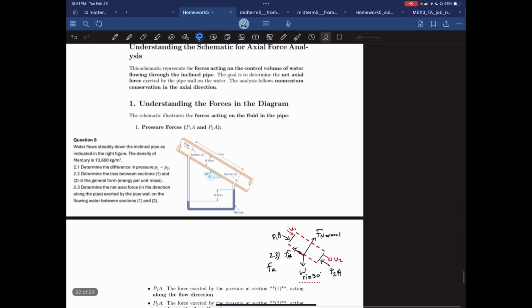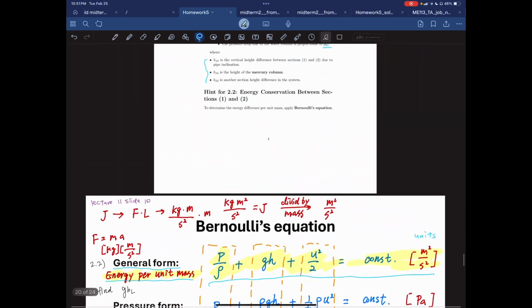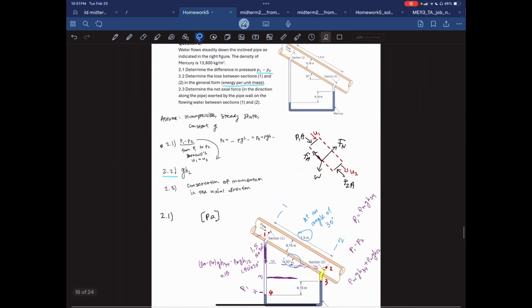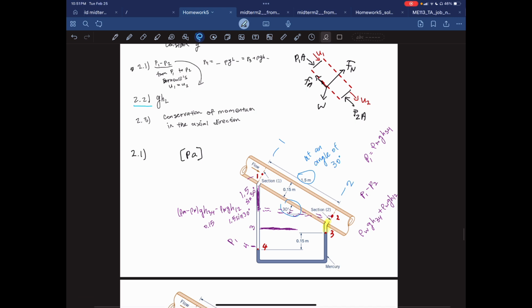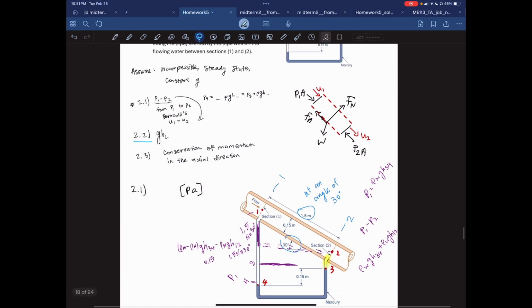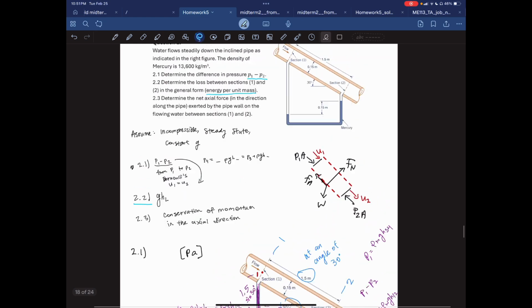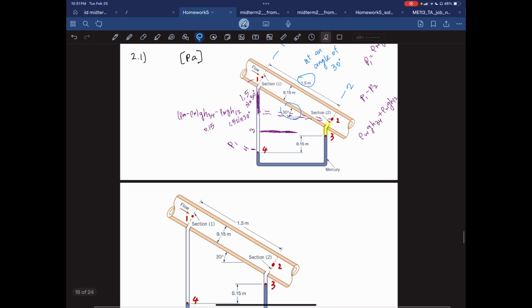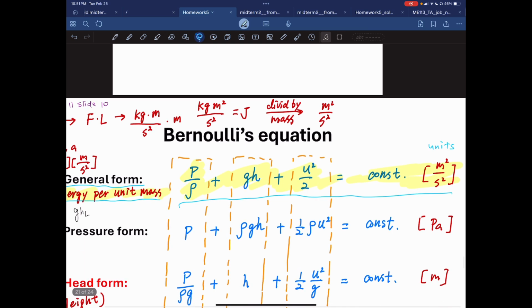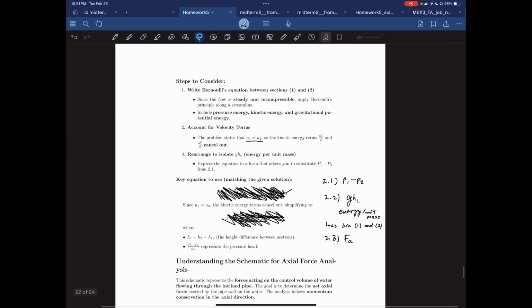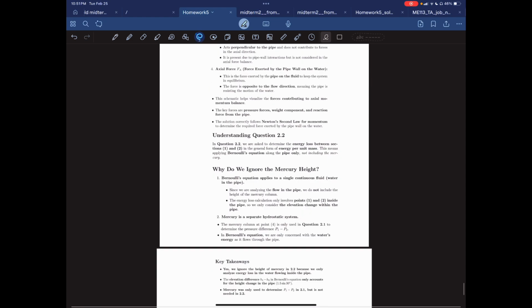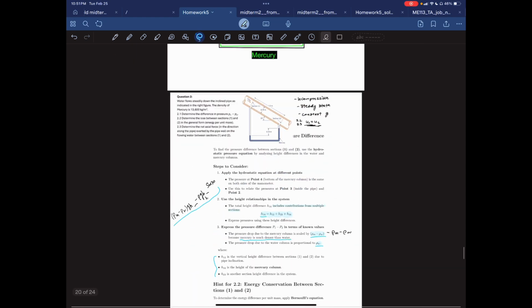For 2.2 versus 2.1: for 2.1, yes, we're comparing the pressure differences between the two different fluids, mercury and water. But for 2.2, we're just looking at the pipe, so we don't need to account for the... let me get my schematic.